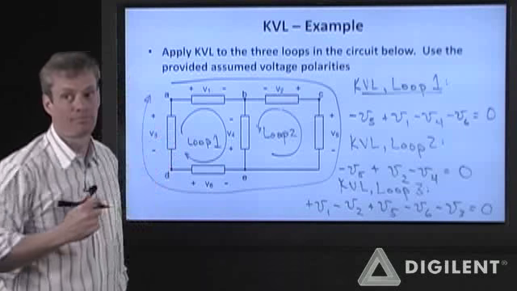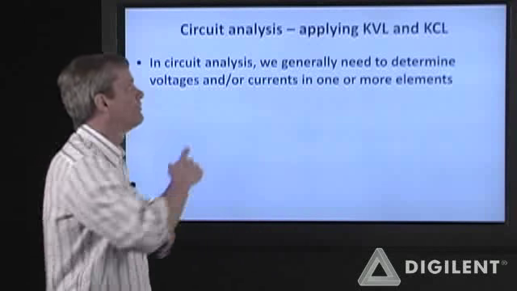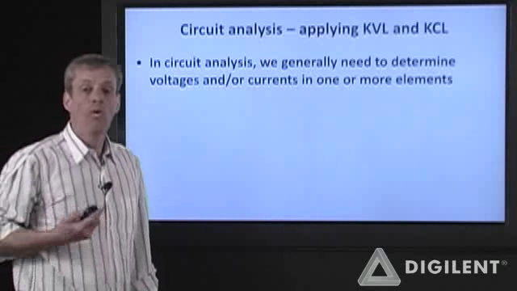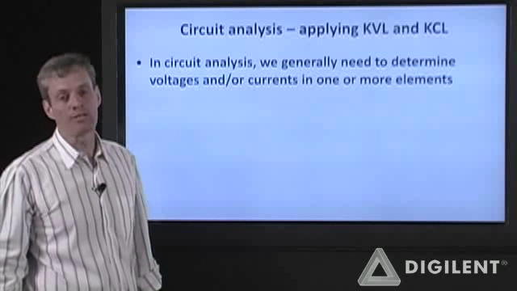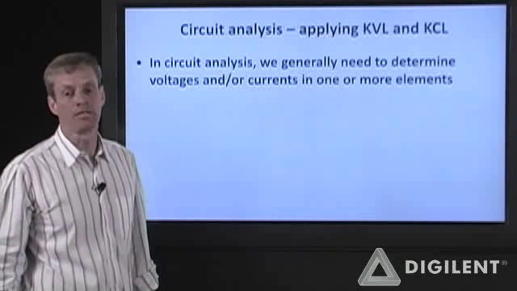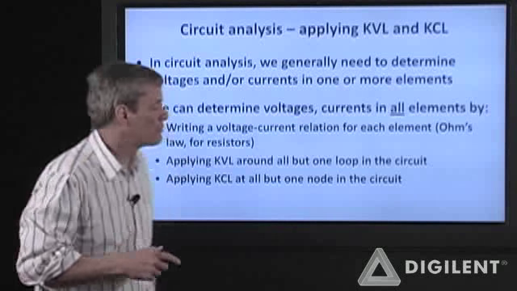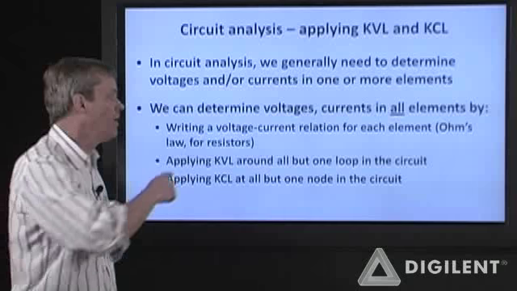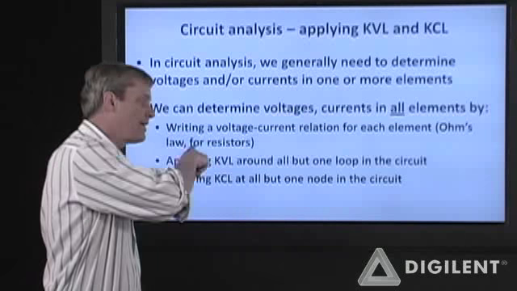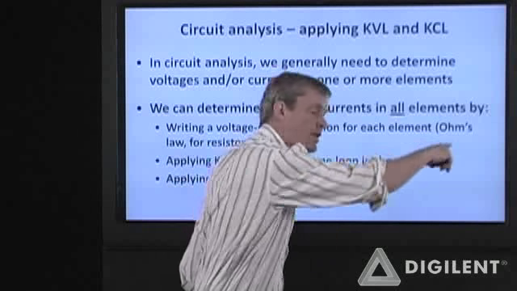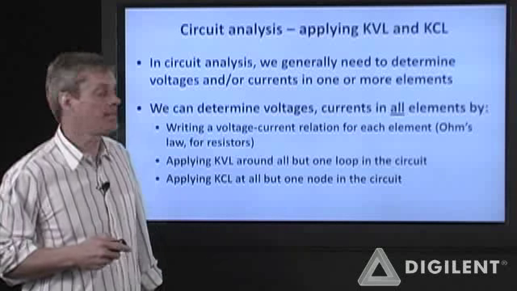Okay, now let's talk about using KVL and KCL to perform an overall circuit analysis. When we're analyzing a circuit, typically what we want is to determine voltages and currents for one or more circuit elements. If we want to determine voltages and currents in all elements, we can always follow this procedure. We can write a voltage-current relationship for every single element. For our case, for resistors, it's going to be Ohm's law. We'll have some different voltage-current relationships later when we get to capacitors and inductors.